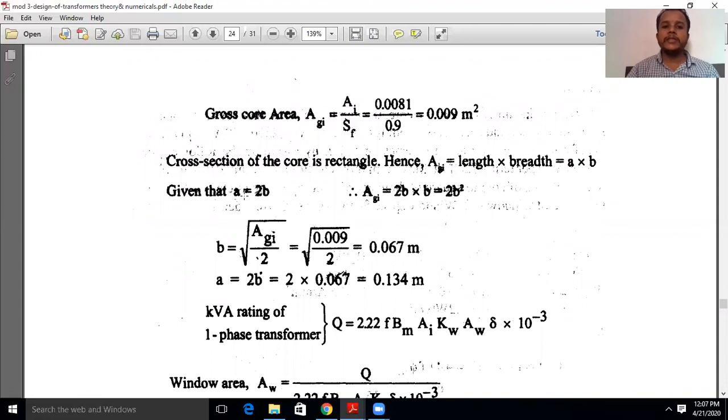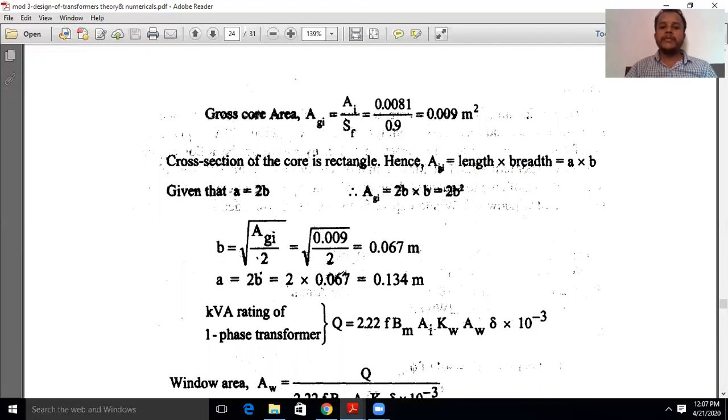Now given that A is equal to 2B, whatever the sides are there, so A is equal to 2B, and Ai is equal to 2B into B, which is 2B square. Now go for B. Under square root, it is Ai, because whatever the Ai is there, it is 2B into B, which is 2B square. So B will be the square root of Ai divided by 2, and Ai we have calculated, so B is equal to 0.067 meter. Now A is equal to 2B, 2 into B, so A will be 0.134. So A and B we can calculate.